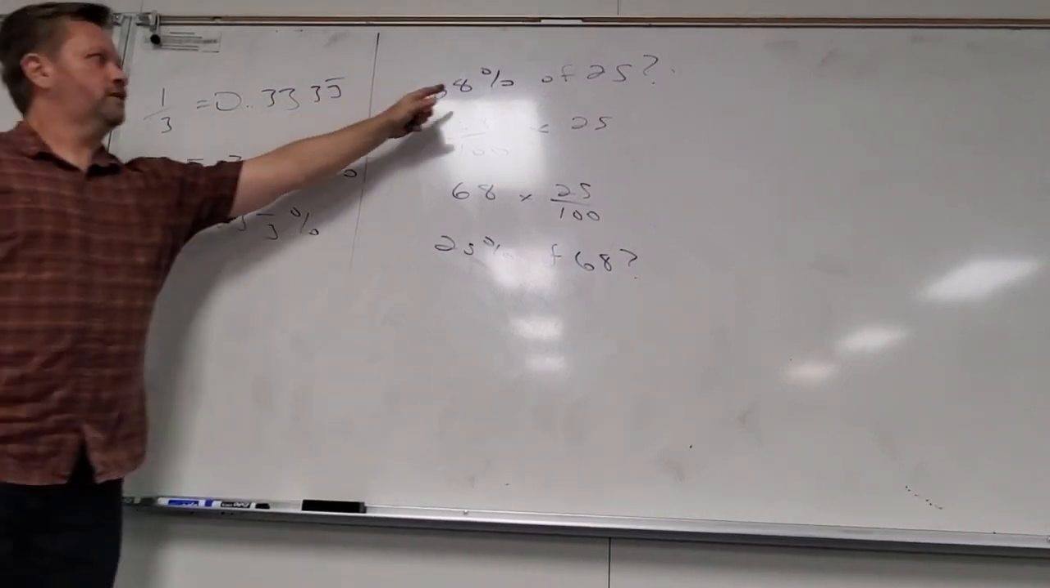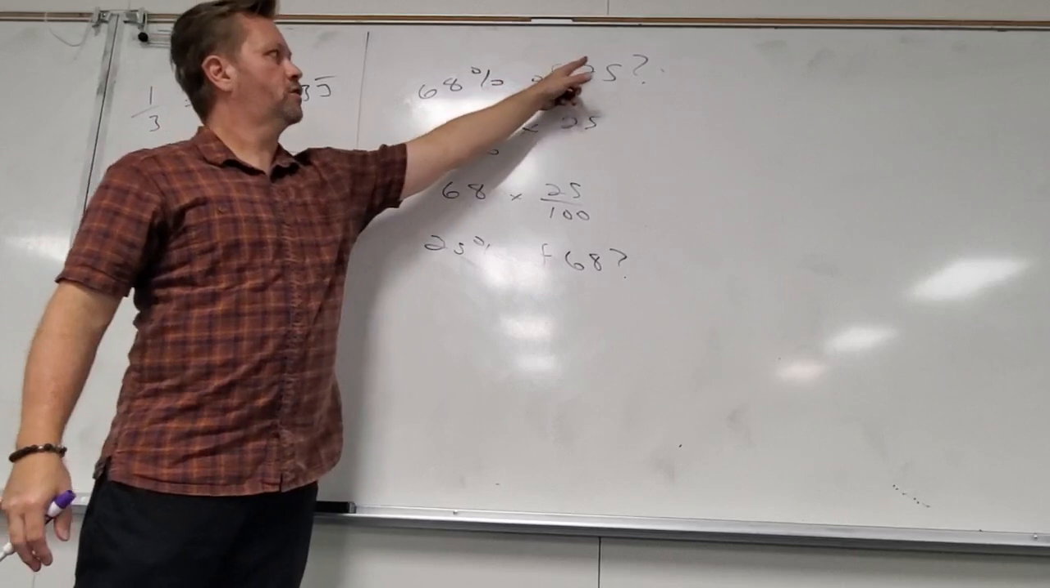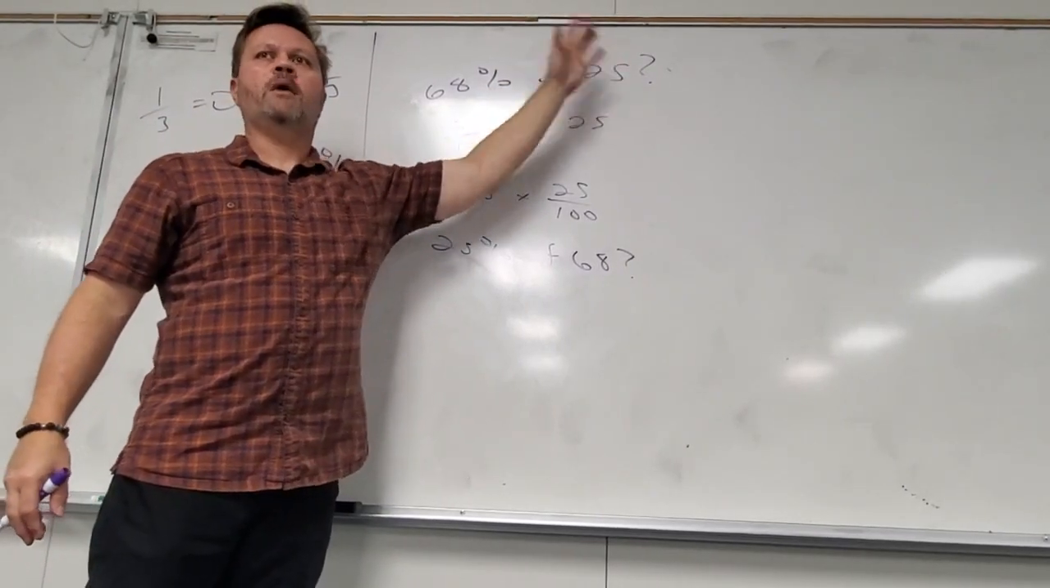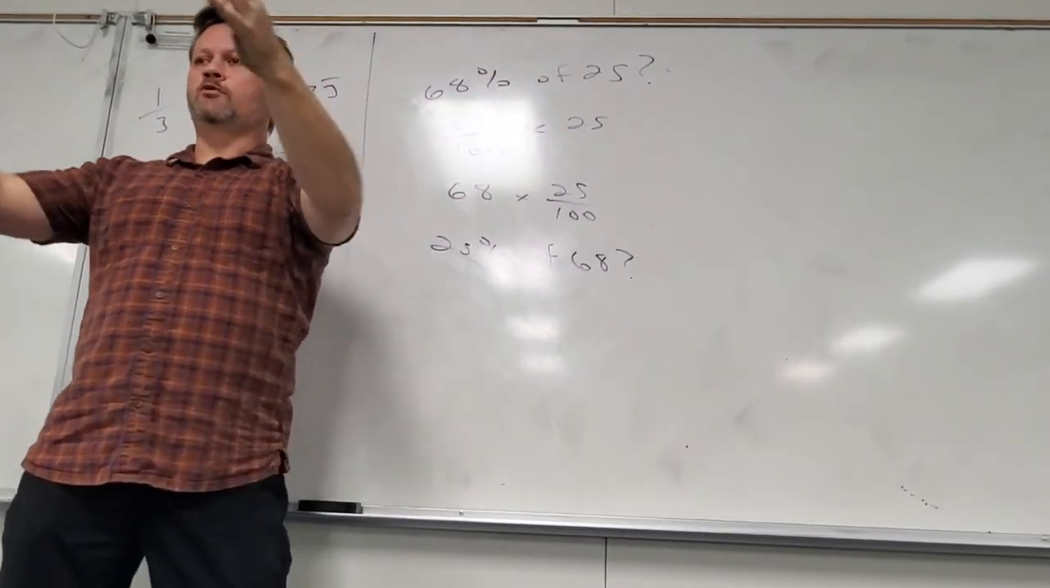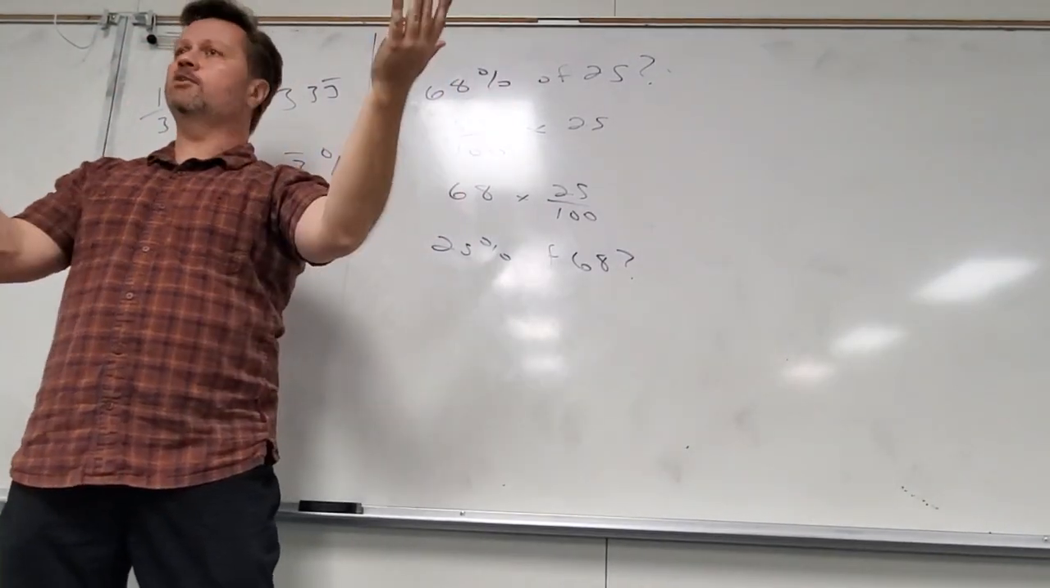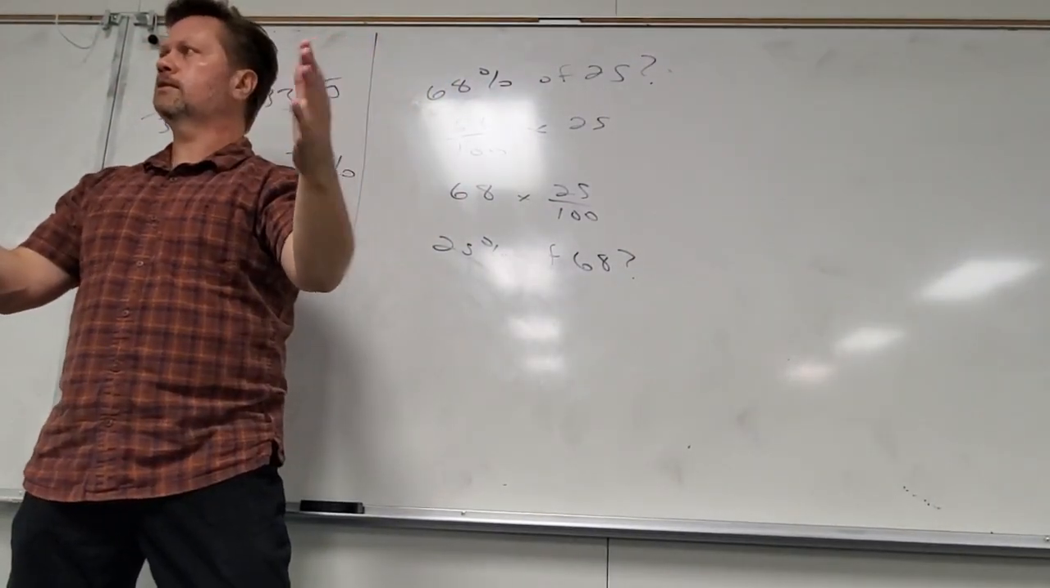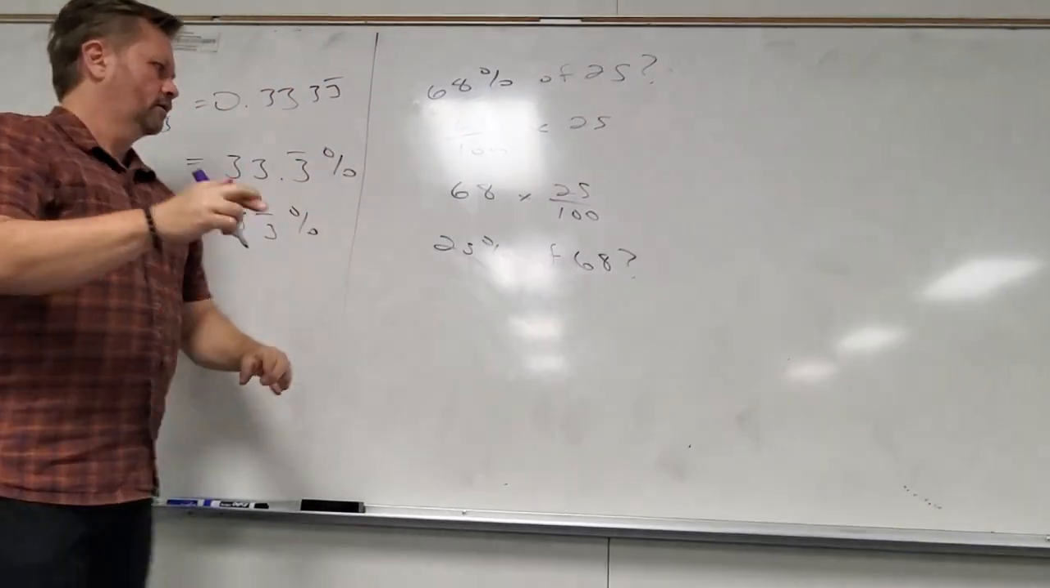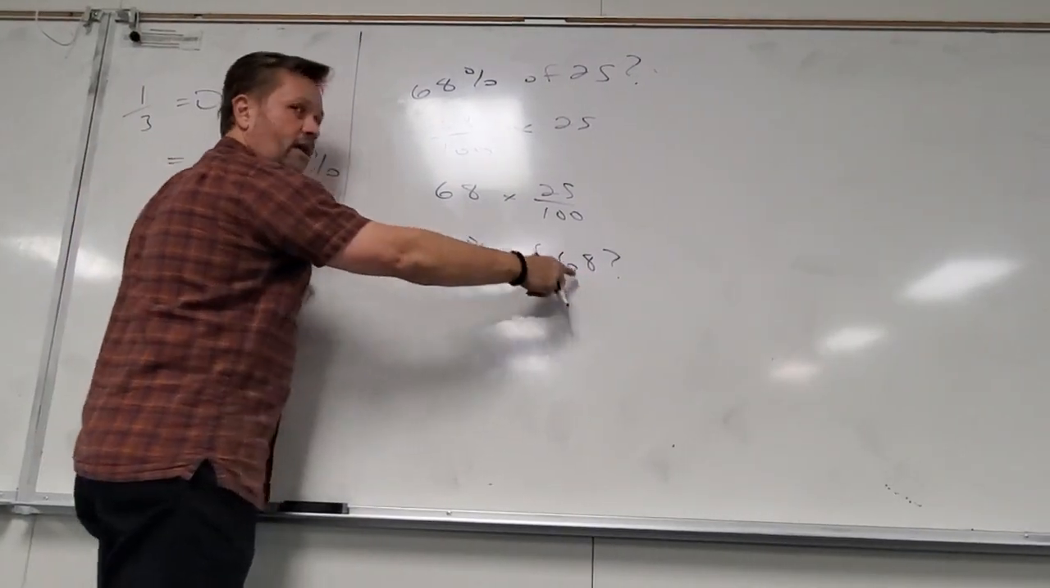Do you see the shortcut? Just move the percentage over there. Mathematically, why does it make sense? It's just moving the divide by 100 over. Math doesn't care. It's just divide by 100 sometime. Do you guys follow what I'm saying? Okay. And then, of course, 25% of 68.